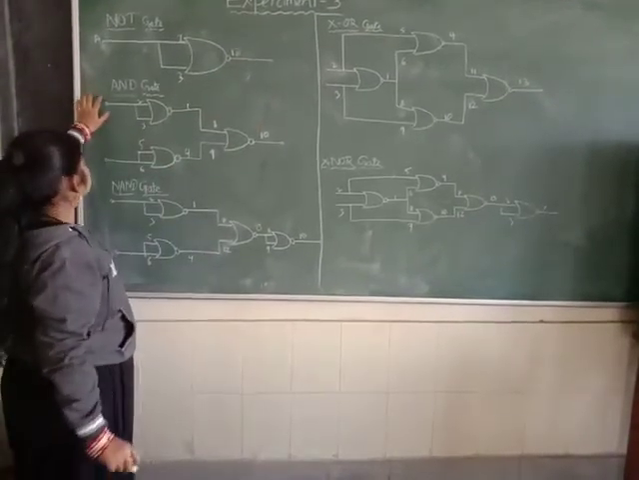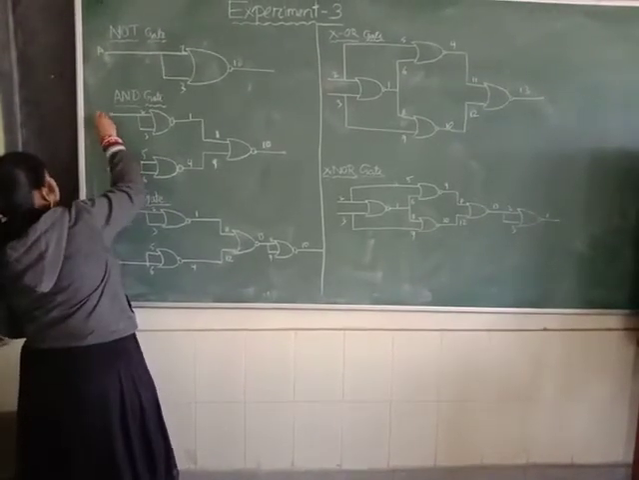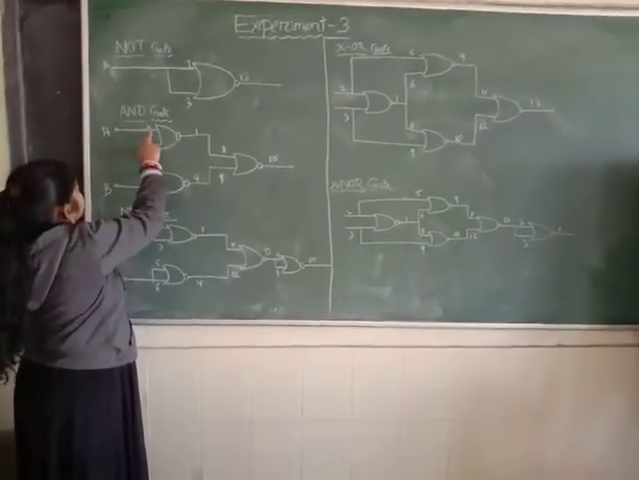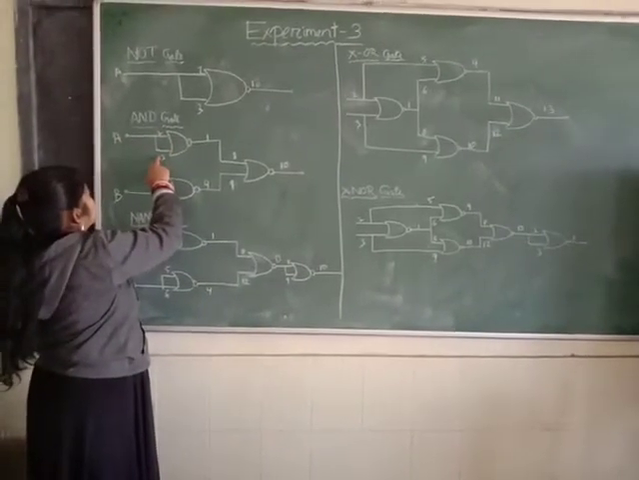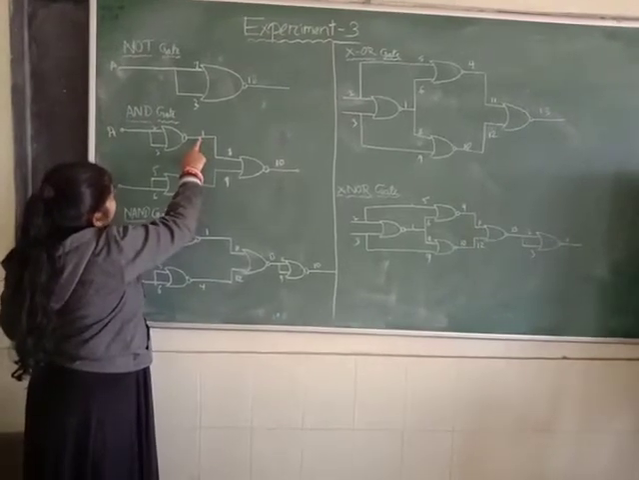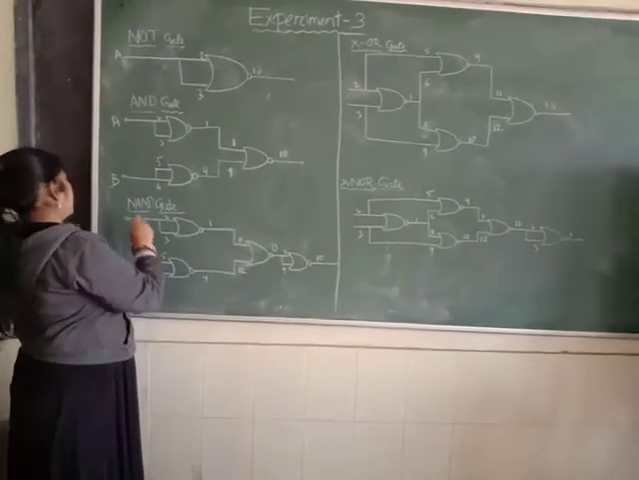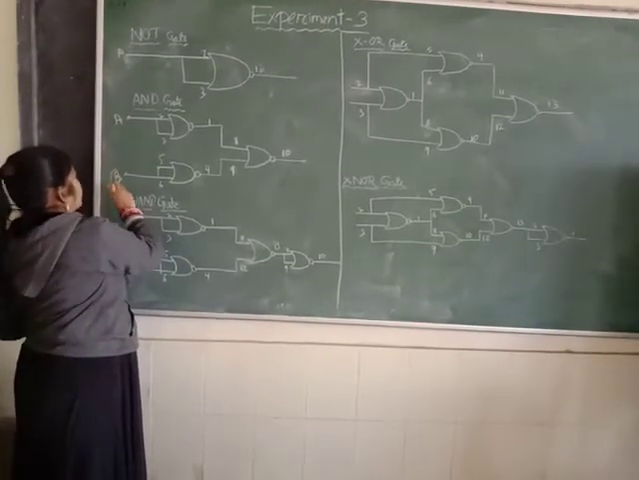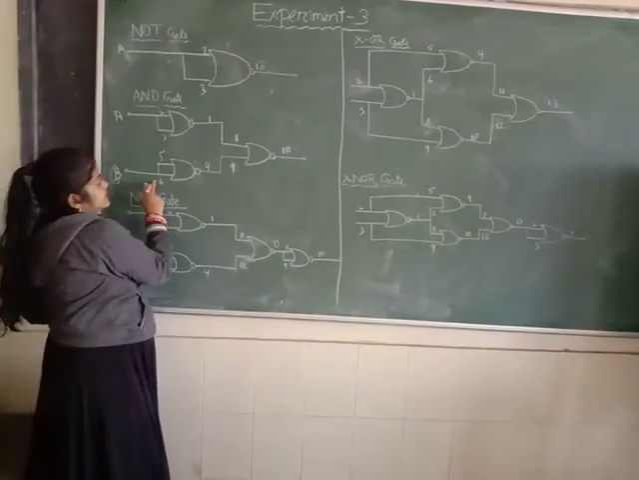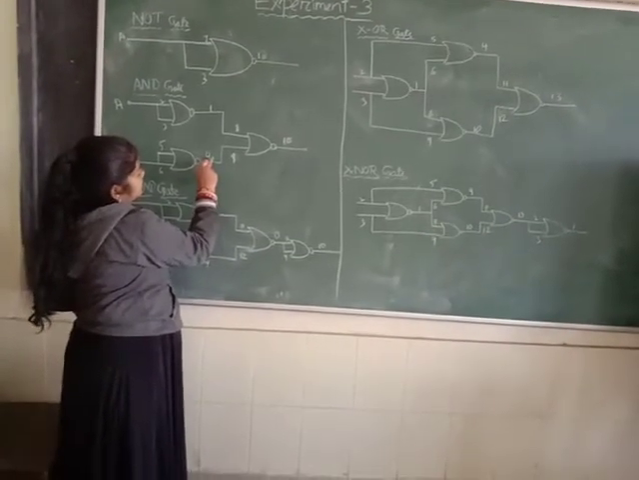Then the AND gate. In the AND gate, we take two inputs A and B. First, we take input A to pin number 2, then short both pins 2 and 3. Then we take the output from pin number 1, and secondly, we take our input B to pin number 6, then short both pins 5 and 6, and the output you can see in pin number 4.